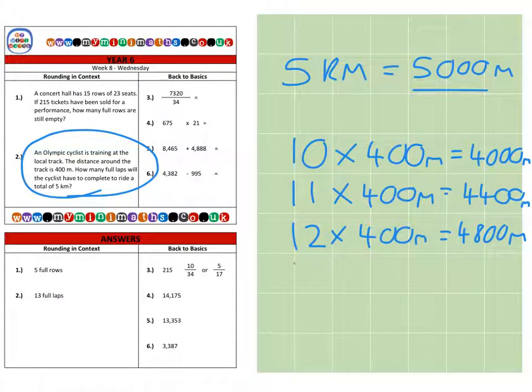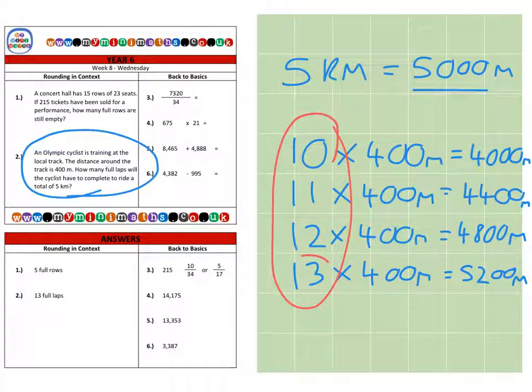So I'm going to have to cycle that extra lap to make 13 laps in total to take us over that magic threshold of 5,000 metres. So the total number of laps is 13.